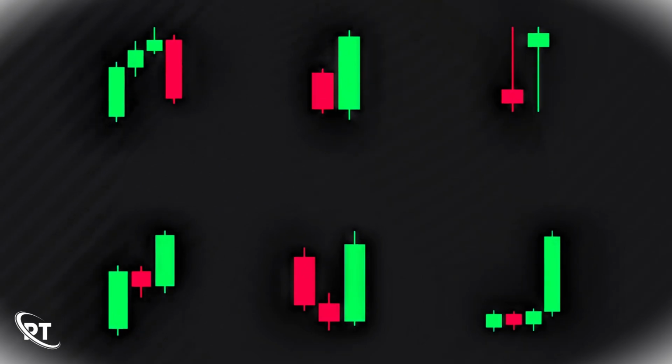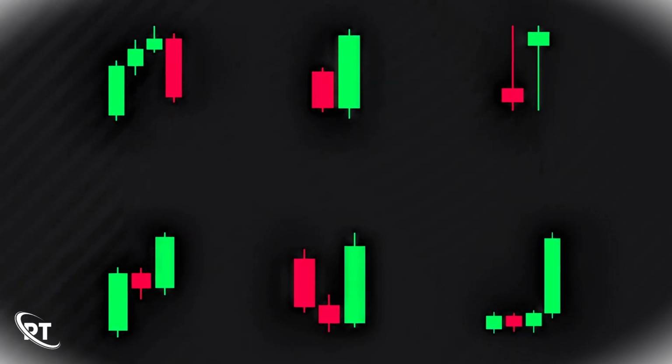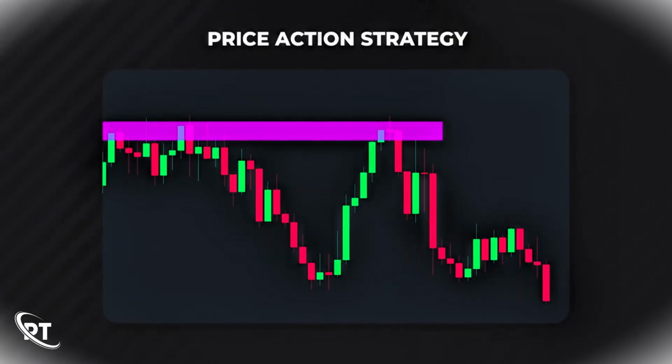So those are the 6 candlestick patterns that I've found to work. Now, keep in mind, when traded on their own, these patterns may not always be as effective. However, if you combine them with other forms of analysis, like key levels, they can become much more powerful. So now, I'm going to introduce an advanced price action strategy that you can use alongside these patterns.